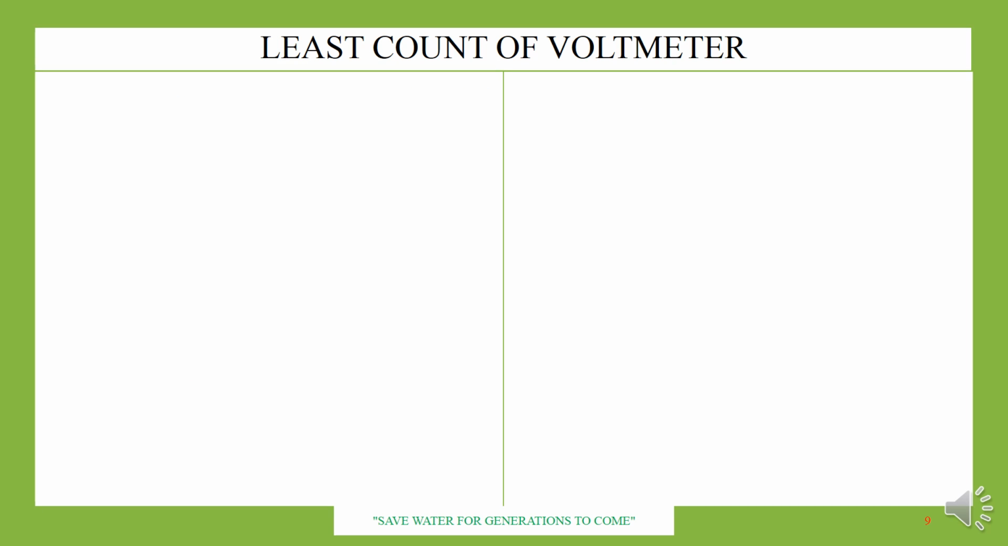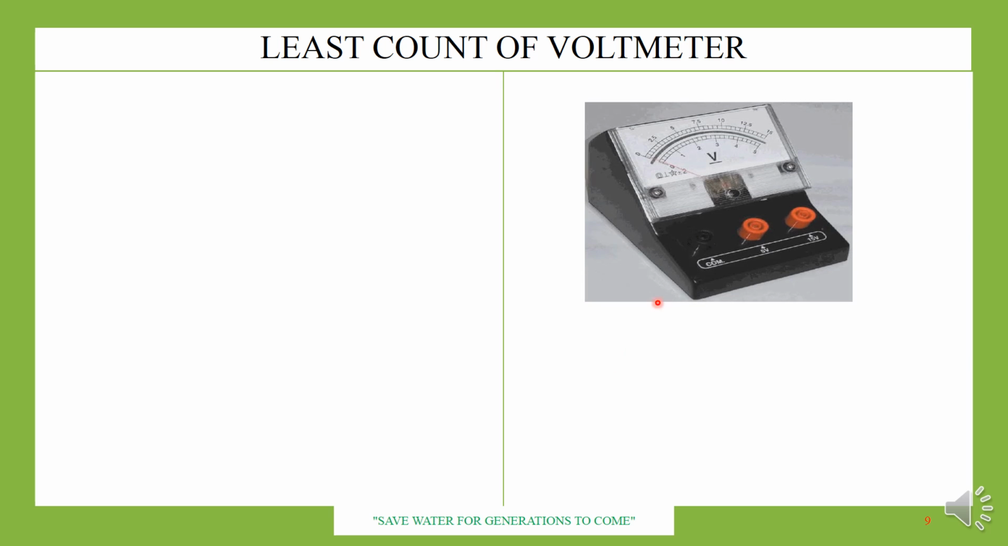Now, what is the least count of a voltmeter? If you try to recall, we have done it for the ammeter. The same way we can do it for the voltmeter. So this is a voltmeter. It is written here V. There are two terminals, and this is the needle.